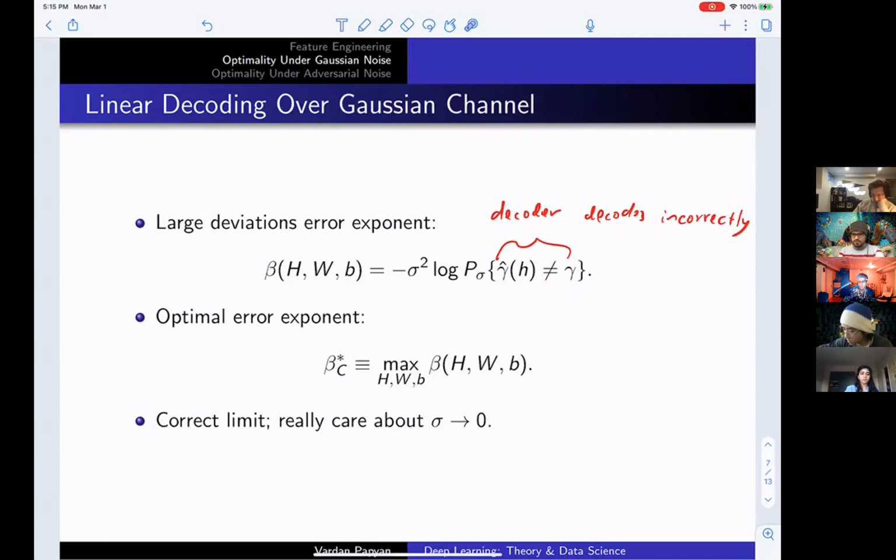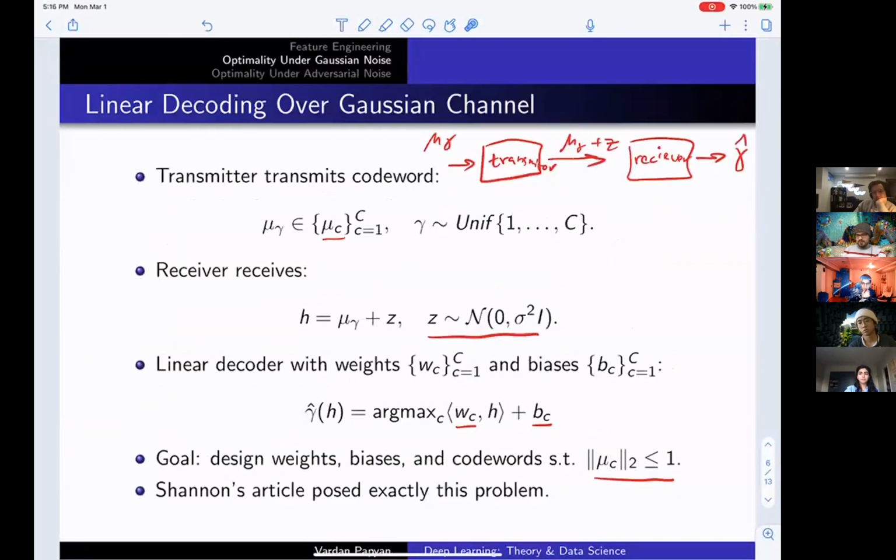And what we do is we look at the probability and we apply a log and multiply by sigma squared, which might look a bit strange. And we claim that this is the correct criterion to be looking at in the limit of sigma going to 0. So in the limit when your H's are distributed around these mu gammas with a noise with a vanishing variance. And this is the limit that we care about.